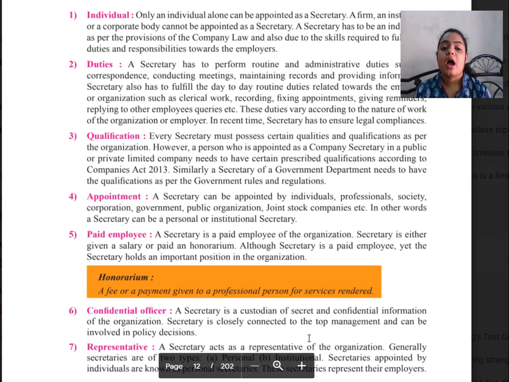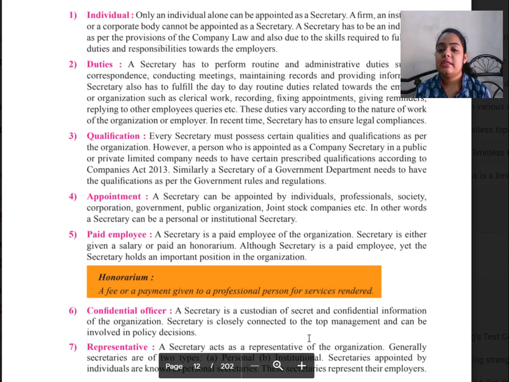After this, we have appointment. A secretary can be appointed by individuals, professionals, society, corporation, government, public organization, joint stock companies, etc. In other words, a secretary can be a personal or an institutional secretary. So appointment of a secretary can be done by an individual, either an individual who has appointed a person as his personal secretary, or professionals, society, corporation, government, public organization, joint stock company, etc.